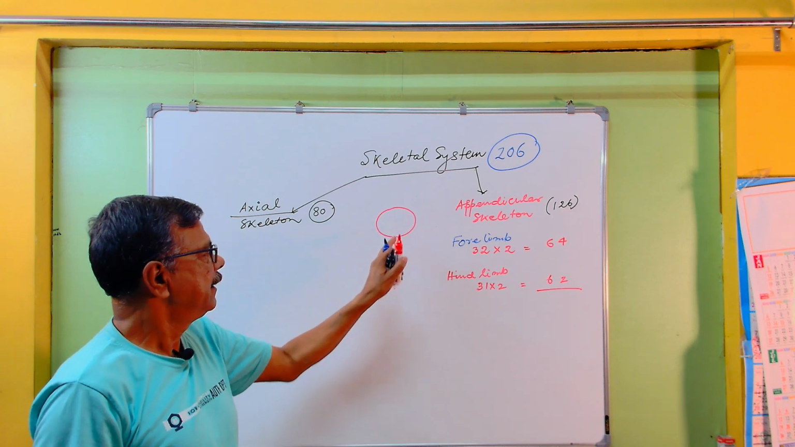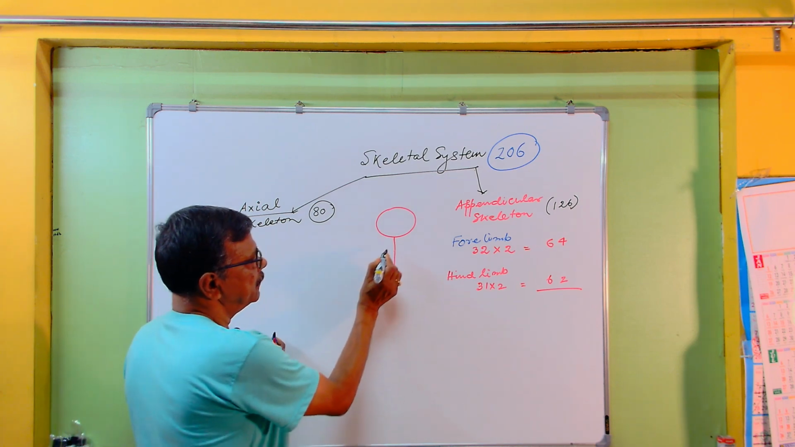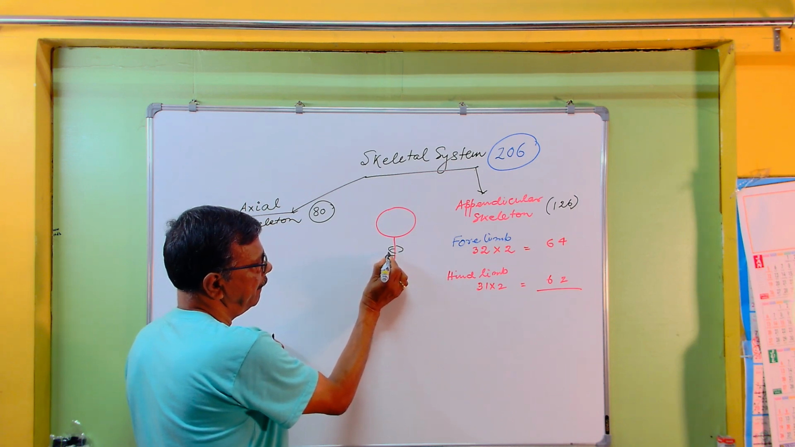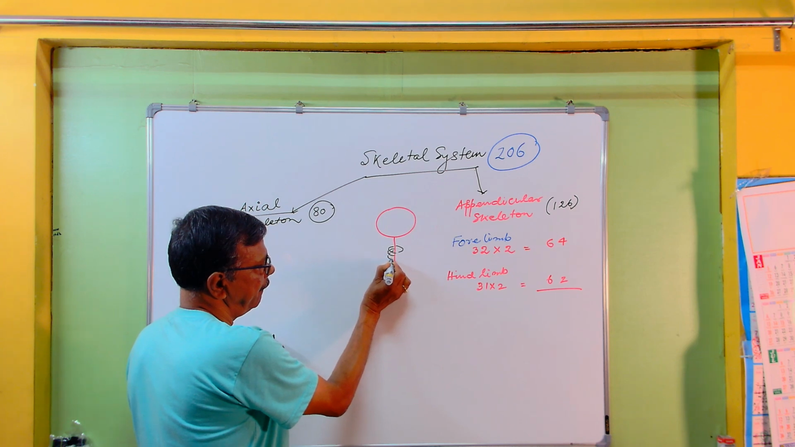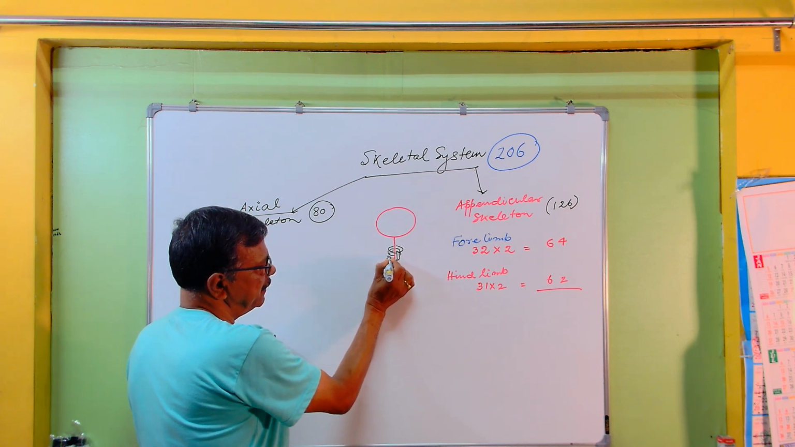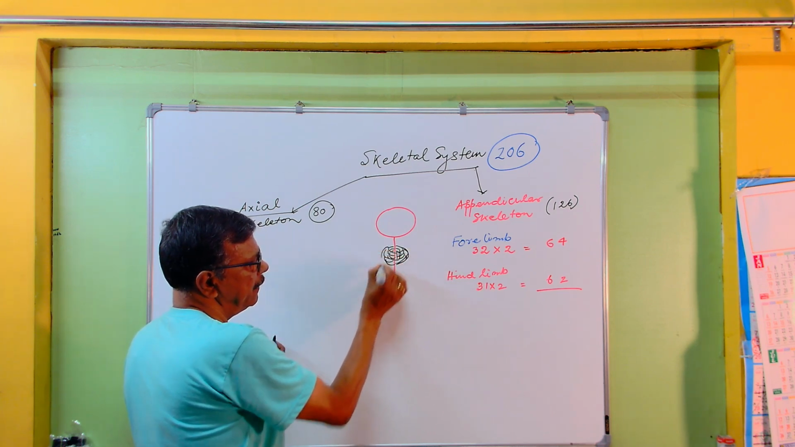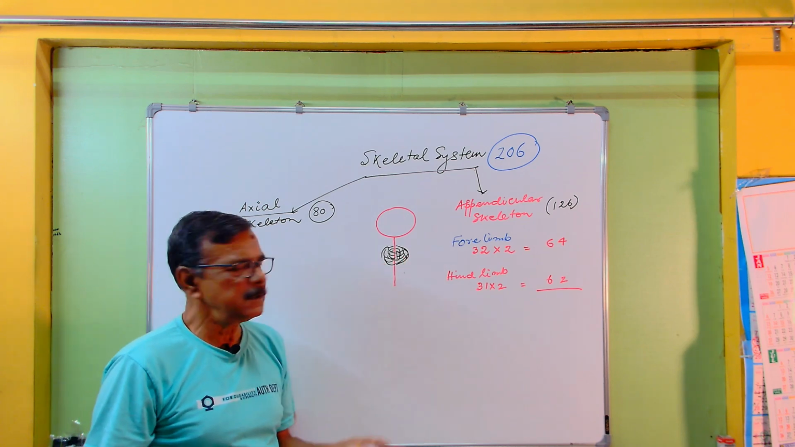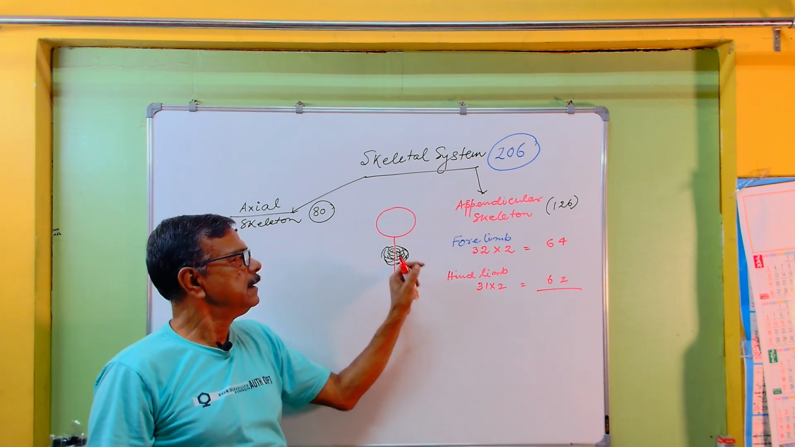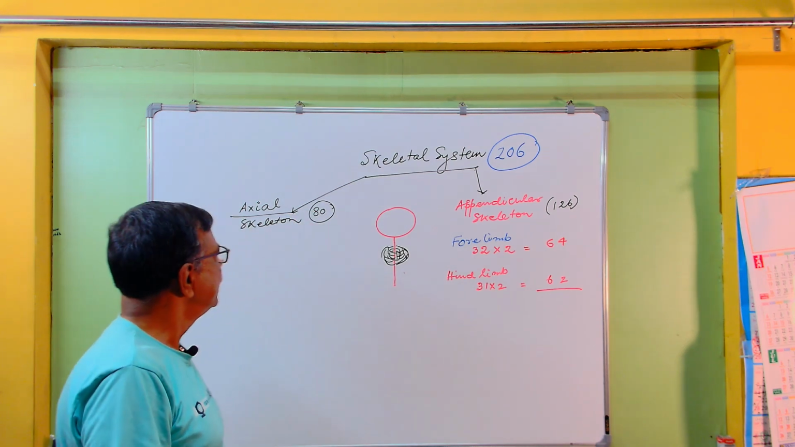The skull and the vertebral column along with the thoracic cage. So over here is the thoracic cage. This thoracic cage consists of some bones. So the skull, vertebral column and thoracic cage constitute the axial skeleton. First, now let us divide this one.